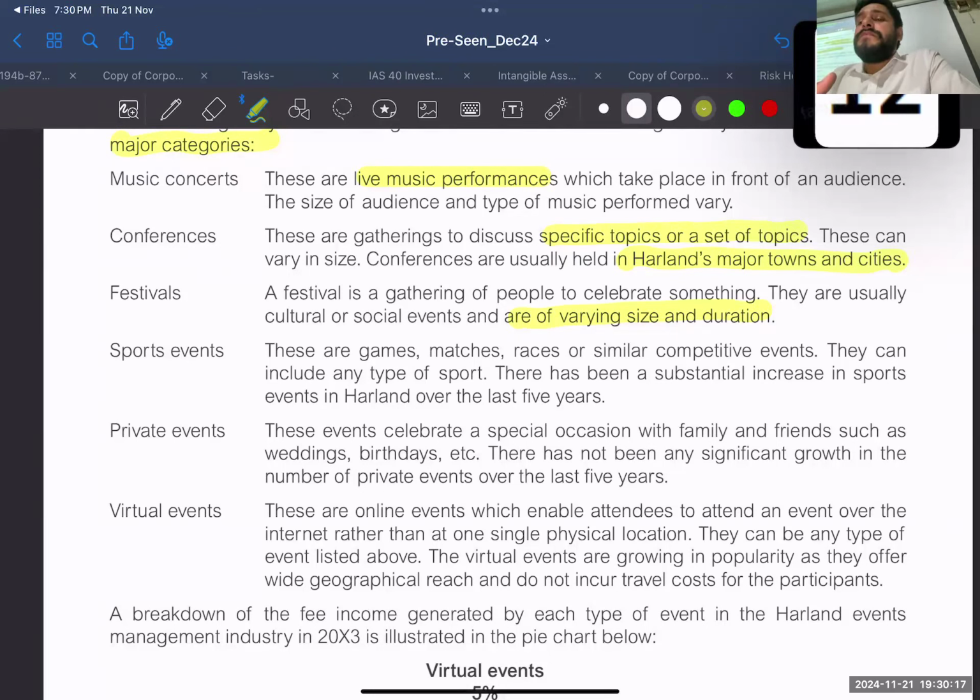These are games, matches, races, or similar competitive events. They can include any type of sports. There has been a substantial increase in the sports events in Harlem over the last 5 years. Okay, it's a catch for us, because it says there has been a substantial increase in the sports events in the last 5 years. Recently, one of the sports that has taken hold in the lives of the people is padel.